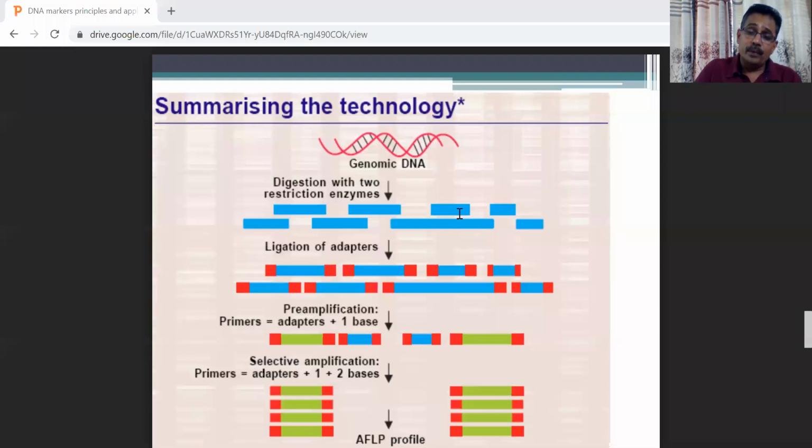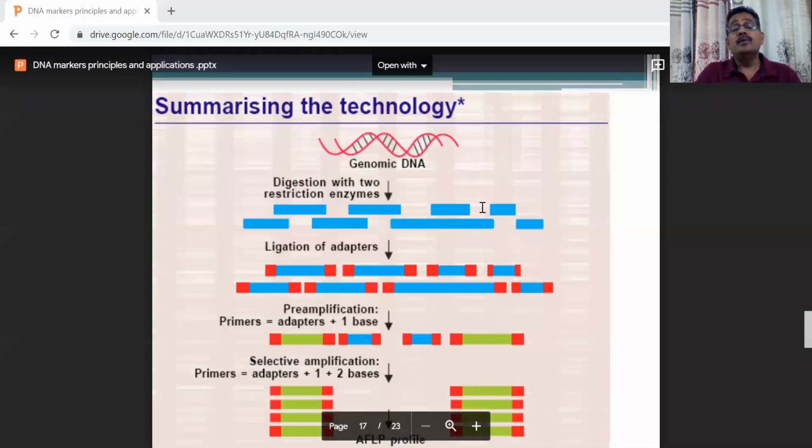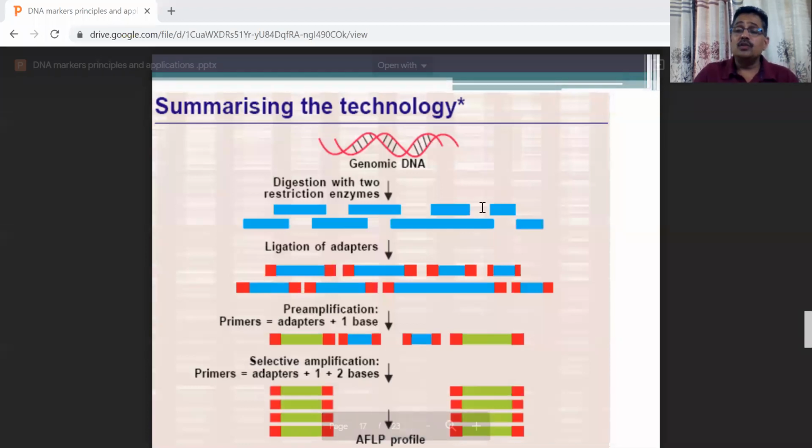So you have to properly digest the DNA and properly ligate the adapters. These 2 steps are very critical. There are a lot of steps, and also the cost of the AFLP technology is very high.